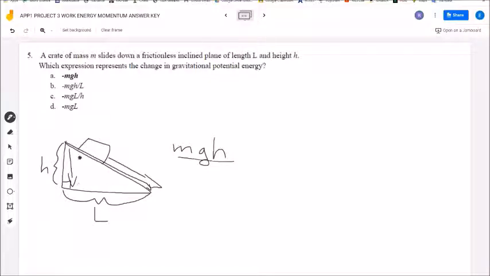However, if friction were involved, then the length would matter. But yeah, since it's going down, its gravitational potential energy would change by negative mgh. Therefore, the correct answer is choice A.